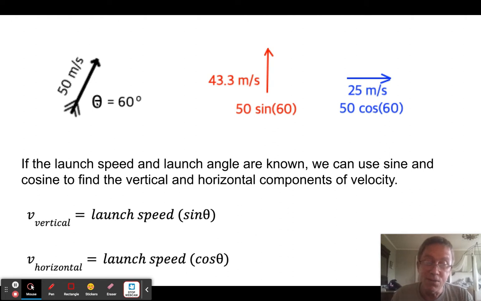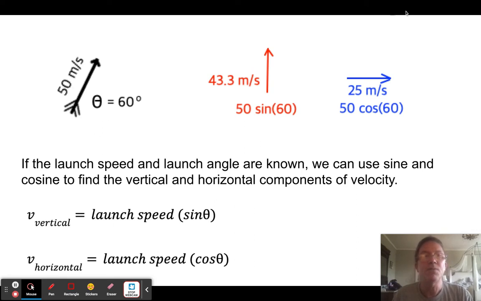Make sure you're in degrees and not radians on your calculator when you do this. And therefore, if I want to find the horizontal, remember SOH CAH TOA. So remember, CAH: cosine is adjacent over hypotenuse. So the adjacent, which is the horizontal, is found using the cosine.